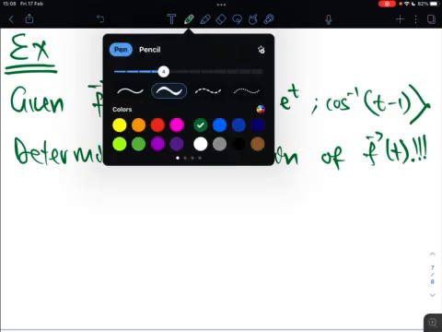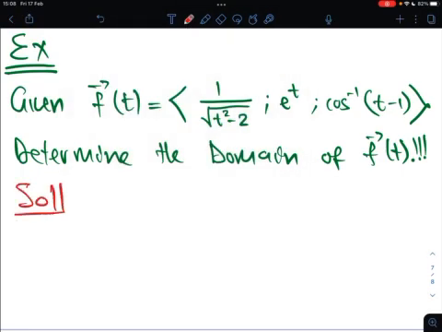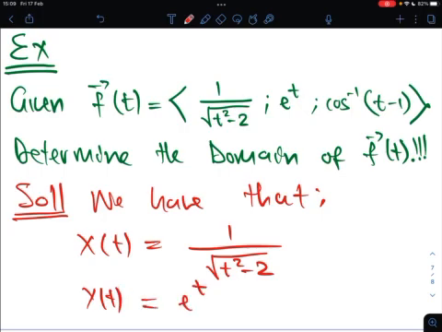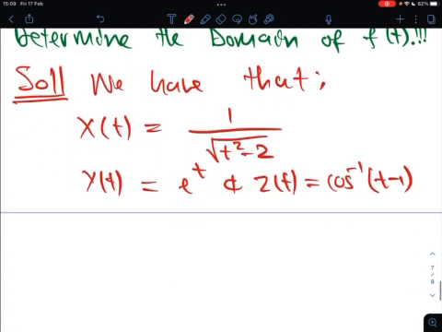So to proceed, this is how we go. We can simply see that in this case we have x of t equals 1 over root of t squared minus 2. And also y of t equals e to t. And also z of t, which is cosine of t minus 1. So this is what we have now. We want to see how we can find the domains of all these things.